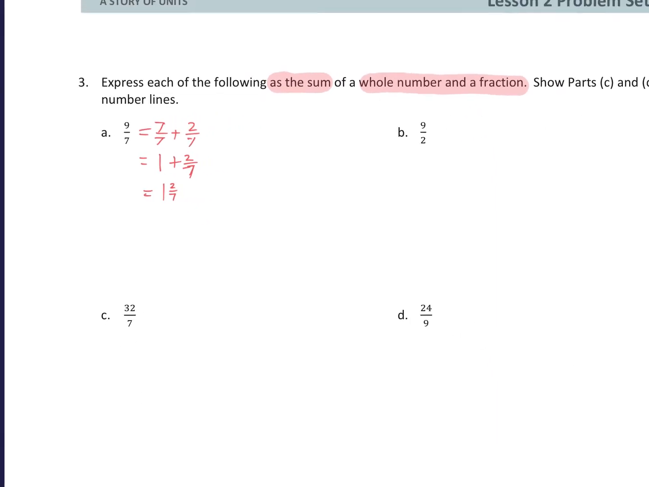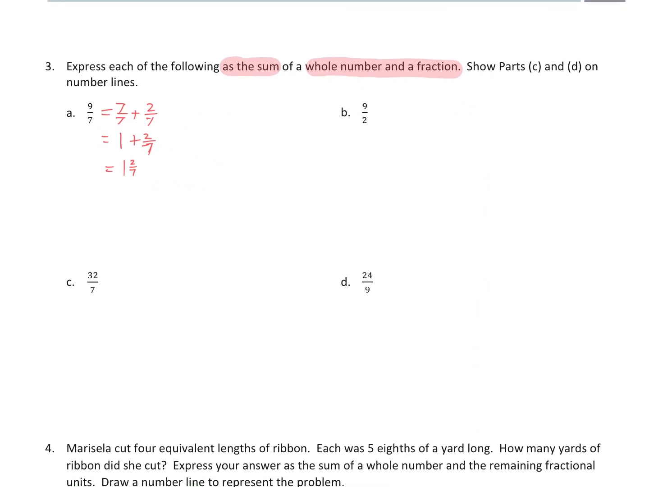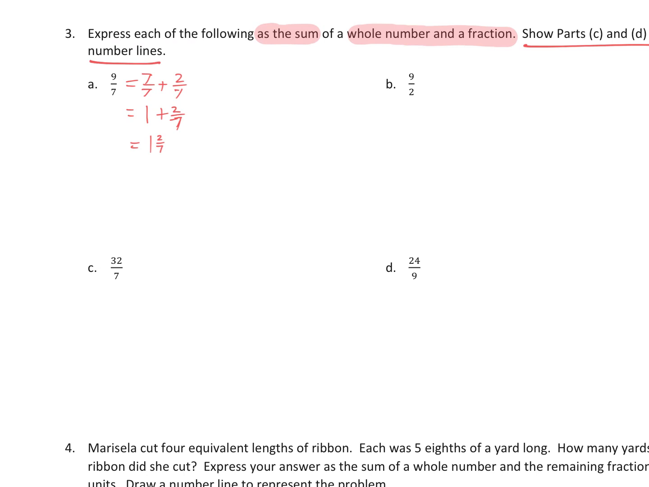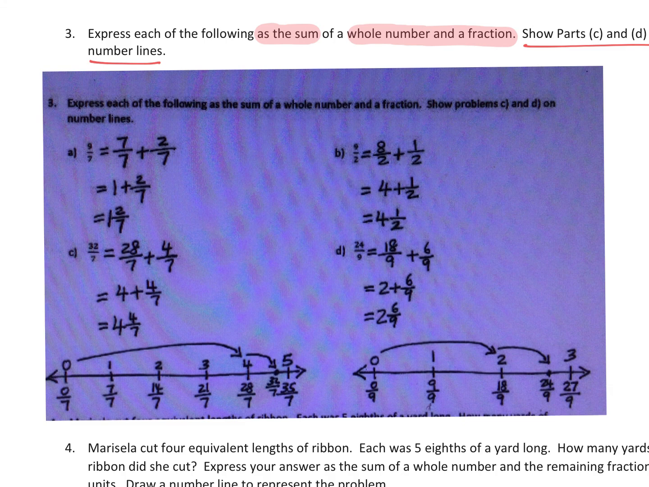So I'm going to release you to try to do these by yourself. Remember, it says to show parts C and D on number lines. Go ahead and pause this video, and I'll have the answers pop up in 3, 2, 1. So here we have our answers. Should have gotten 4 1/2, 4 4/7, 2 6/9. Kiss your brain if you got it right.